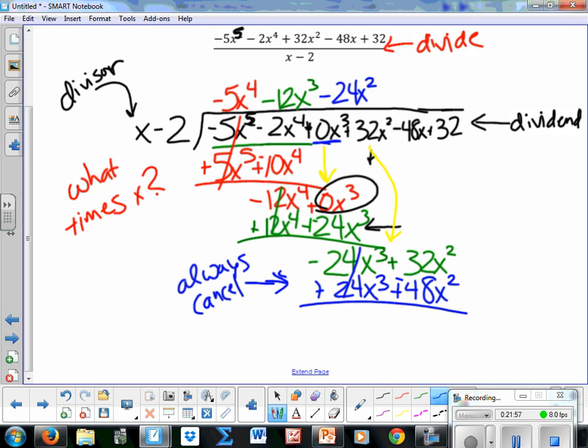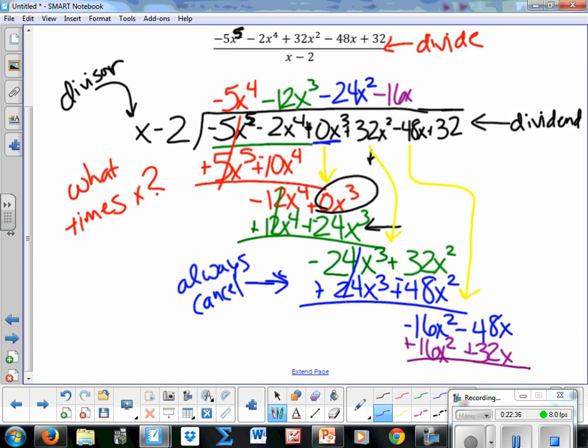Okay, so we're adding negative 48x squared plus 32x squared. That gives us negative 16x squared. Now we've got to bring down our negative 48x. What times x gives us negative 16x squared? Here we get negative 16x. So negative 16x times negative 2 is our plus 32x. Opposite, opposite, add.